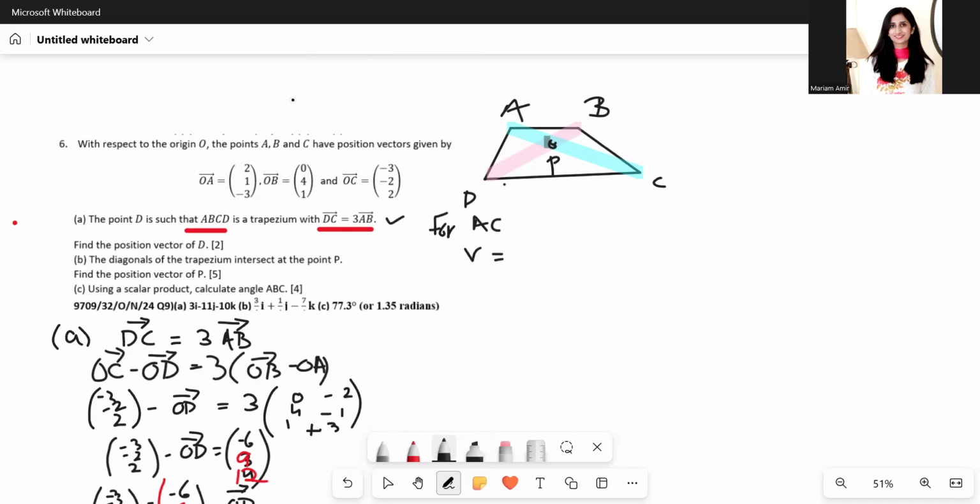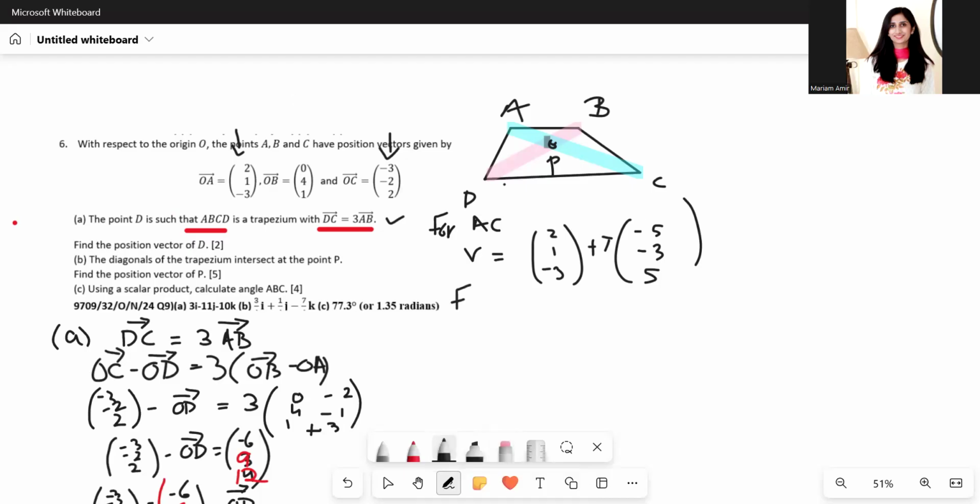So for AC, r is going to be, take the position vector of A and take the position vector of C. I'm going to take A first, so then I write 2, 1, minus 3 plus lambda, and now I need to do C minus A. So that is going to be 3 minus 2, which is 1, then minus 2 minus 1, which is minus 3, and then 2 minus minus 3, which is 5. So this is the vector equation for AC.